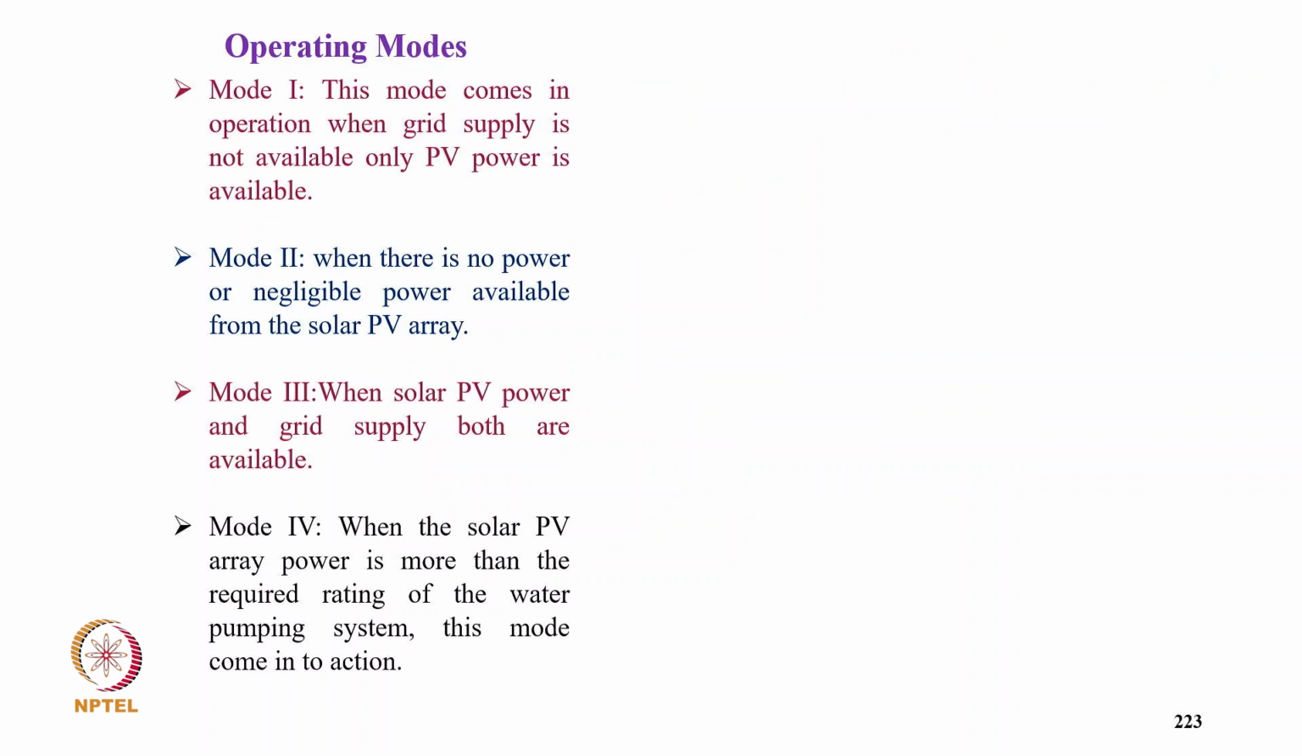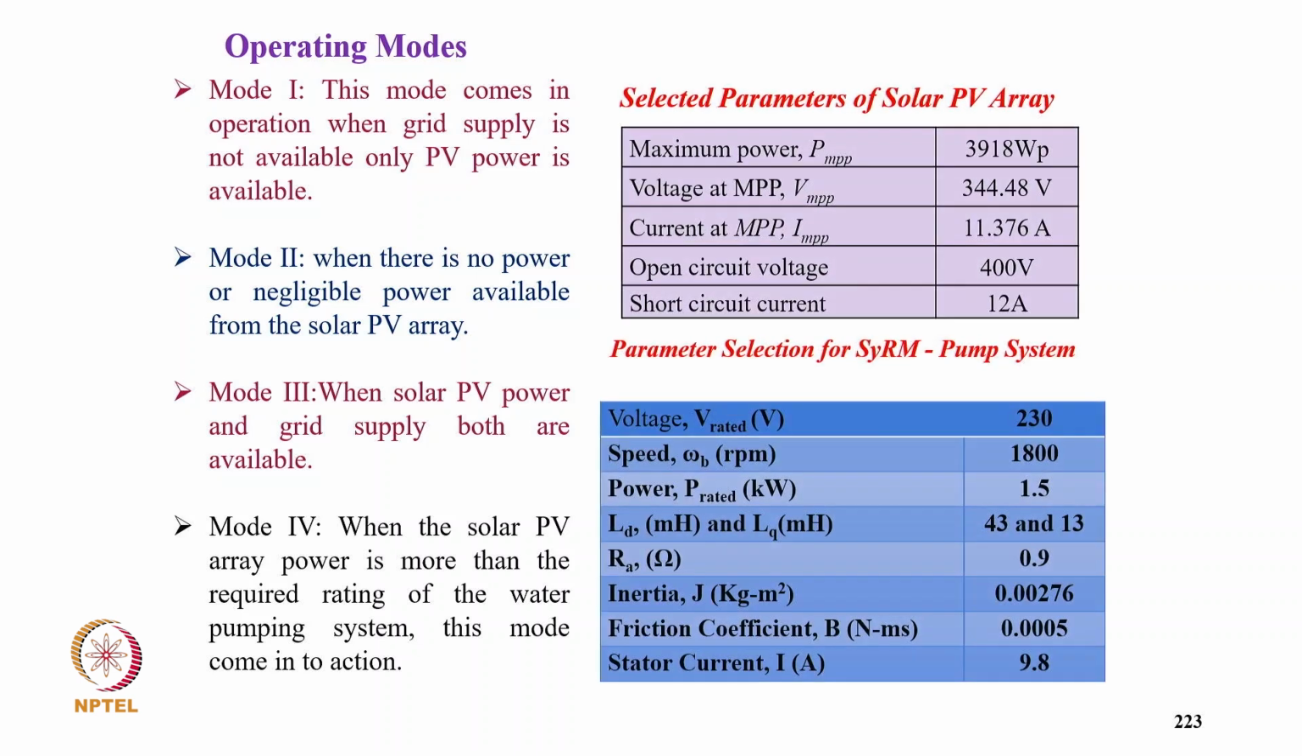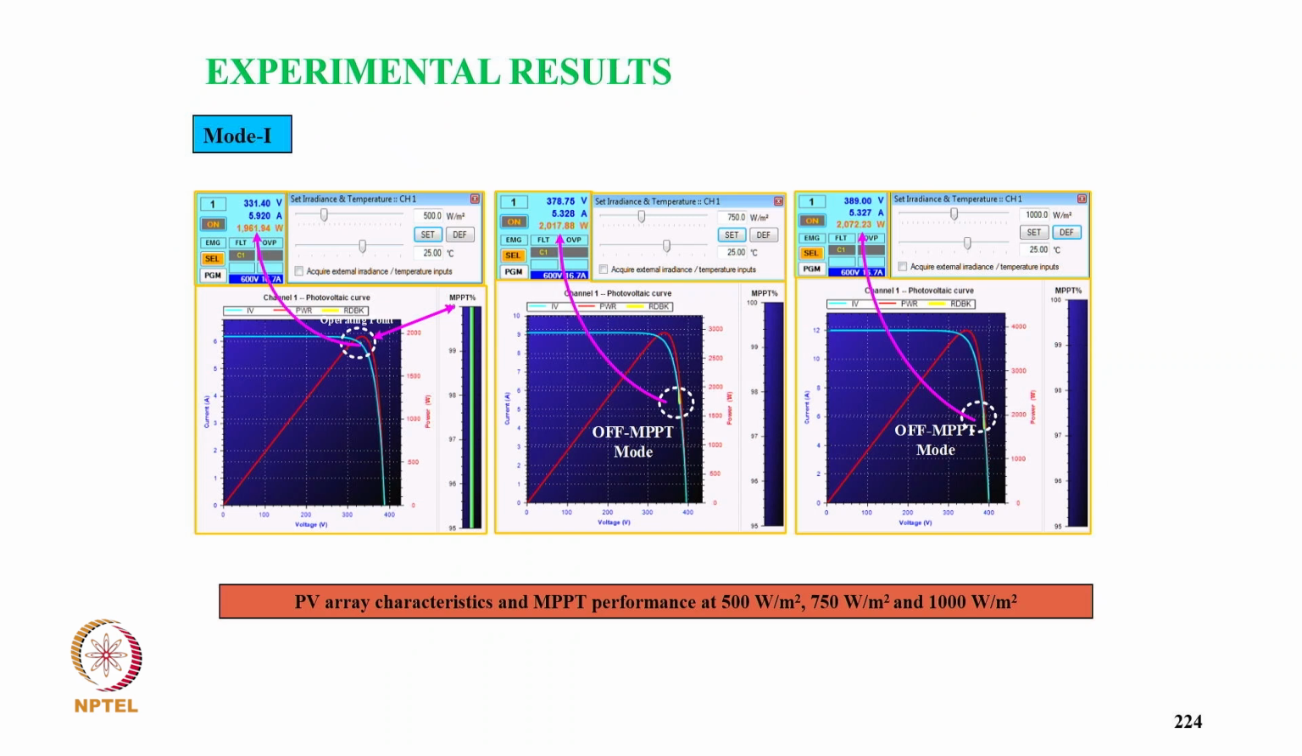So here also mode 1 comes only when the grid supply is not available, only PV power. Mode 2 is when there is no power or negligible power available from PV, and mode 3 is when solar PV power and grid supply both are available. Mode 4 is when the solar PV array power is more than the required rating of the water pumping; this mode comes into action and feeds the extra power to the grid. And these are the parameters of the system, and this is the performance.